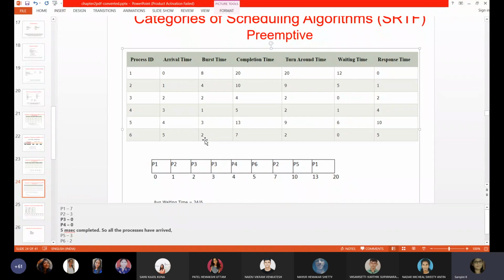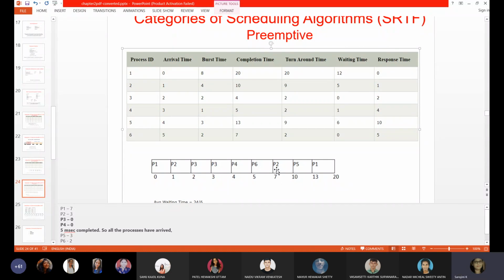Now process P6 enters at the 5th millisecond. Its CPU burst time is 2 milliseconds. Now we need not compare at every 1 millisecond. Why? Because all the processes have arrived, no?